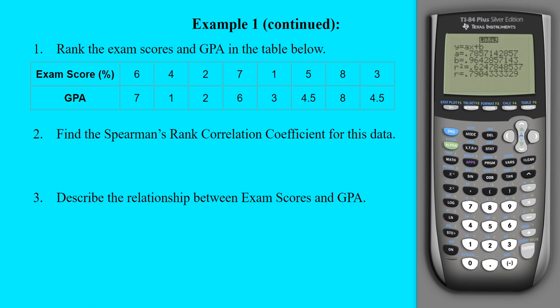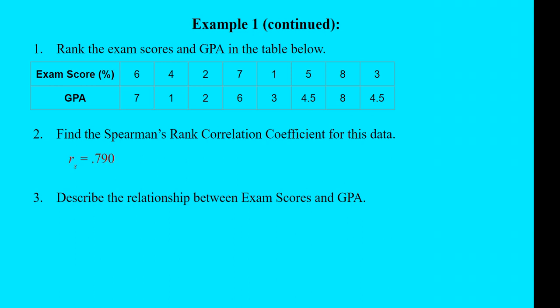And we are looking for that R value down here. And so our R value is 0.7904. Or to say that rounded to 3 significant figures, that would be 0.790. And so you might be asking, how do we know whether we're getting an R value, which would be Pearson's correlation coefficient, or an R sub S value?